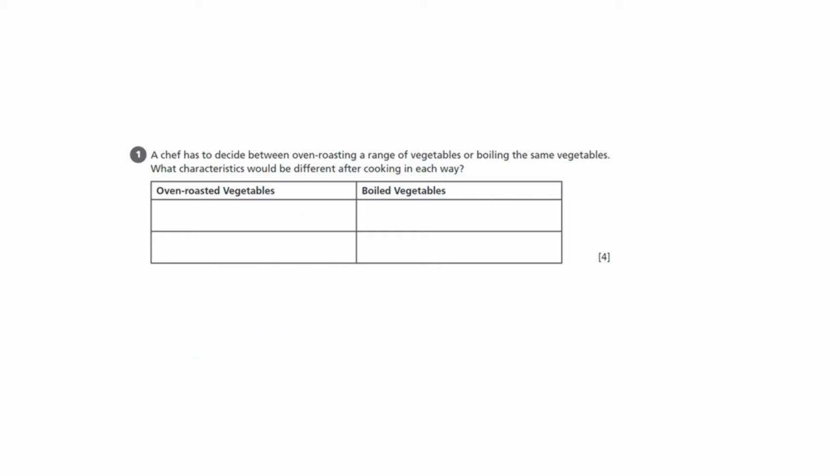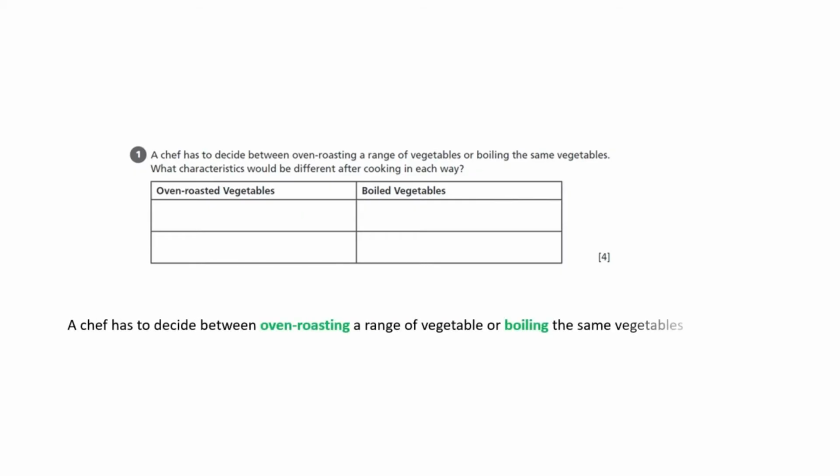Refer back to the question. Think about how a chef might make a decision based on cooking knowledge and experiences. What would he know about the different characteristics of vegetables cooked by oven roasting compared to boiling? How do those two methods contrast? Don't be afraid to jot down the obvious.